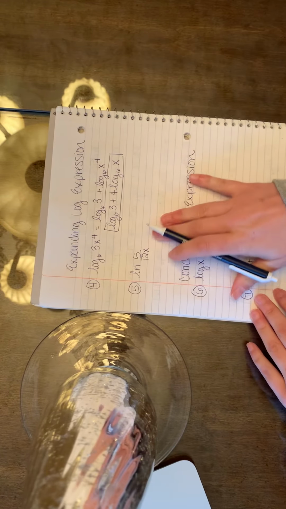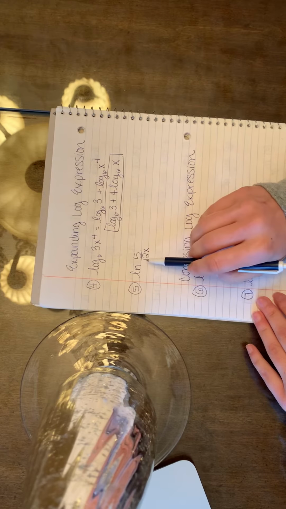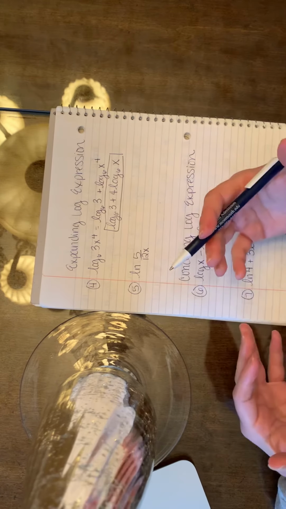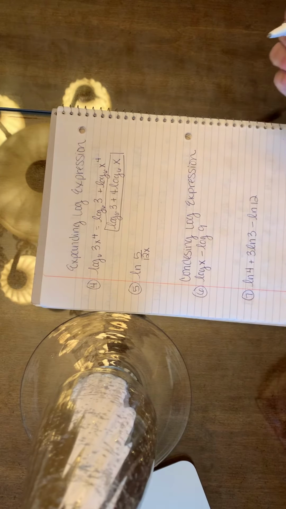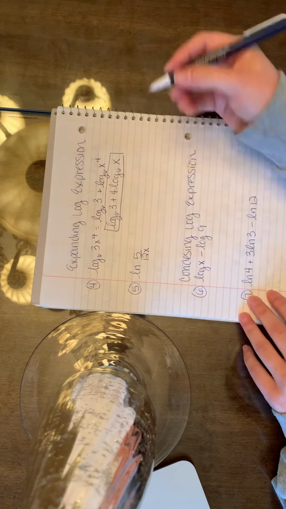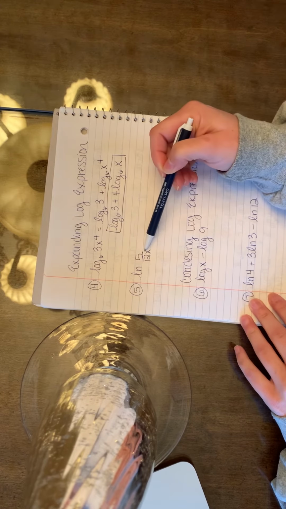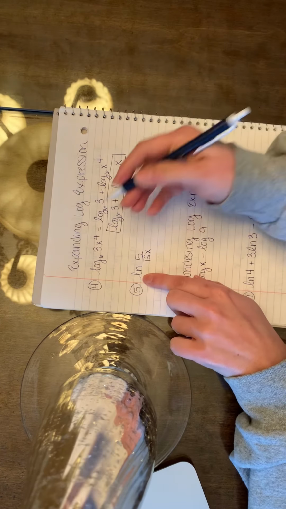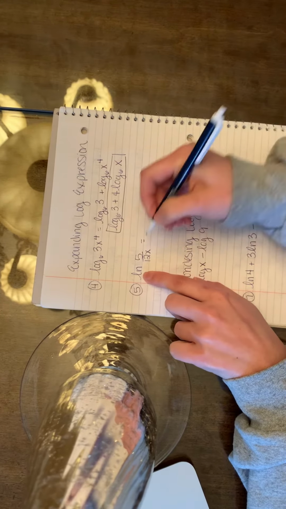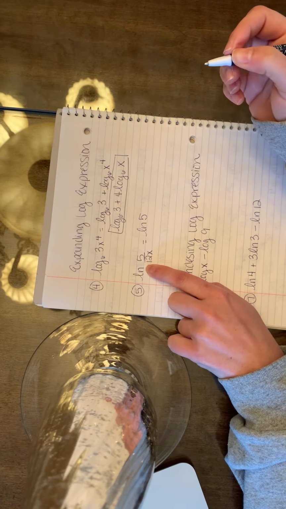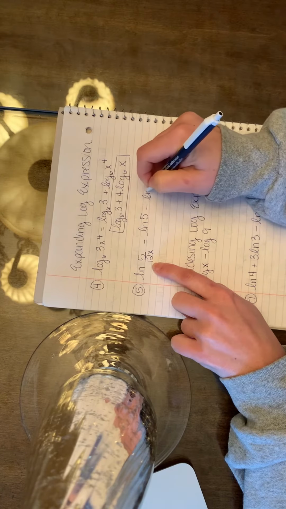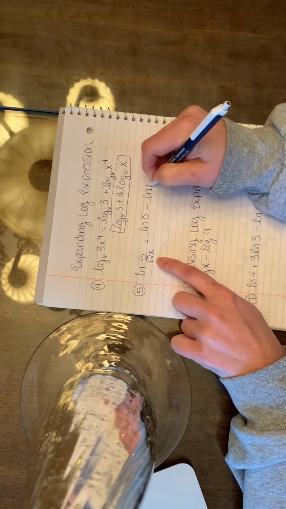Now we're going to go to the next one. Now we have ln of 5 over 12x. ln just stands for natural log, okay? But you're still using the same properties. So if I have ln of 5 divided by 12x, division, which equals the quotient property, which equals subtraction. So we are subtracting. What's the first value? ln 5. And for quotient, we have minus ln 12x. That's the rule, minus.